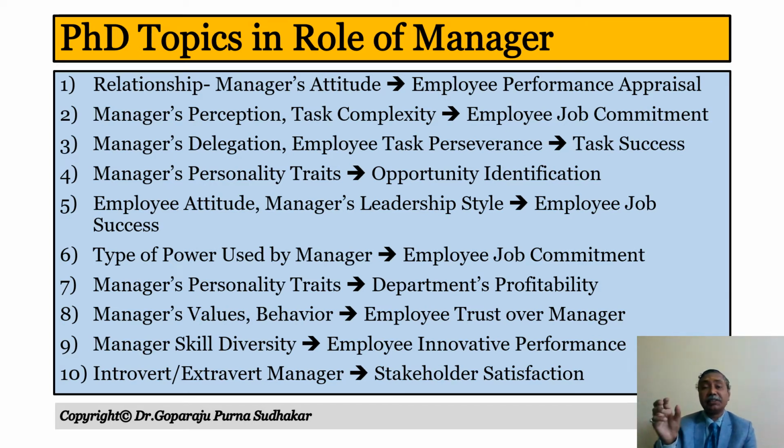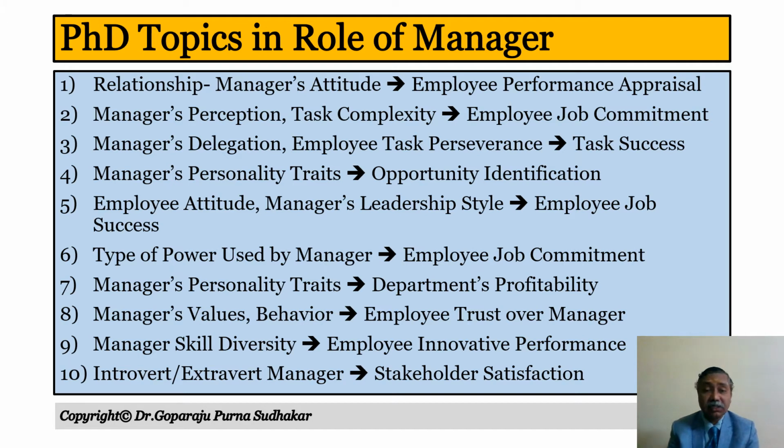Similarly, manager's personality traits' effect over opportunity identification. See, opportunity identification is a different skill set. Only some managers will be able to identify the opportunities for their team, within the organization and also outside the organization. So what are the managers' personality traits affecting opportunity identification? That can be further studied, right? So employee attitude, manager's leadership style, and its effect over the employee job success. Right. Next topic would be type of power used by the manager and employee job commitment. See, a manager will have different powers, right? Expert power, referent power, coercive power, and formal power, or the legitimate power.